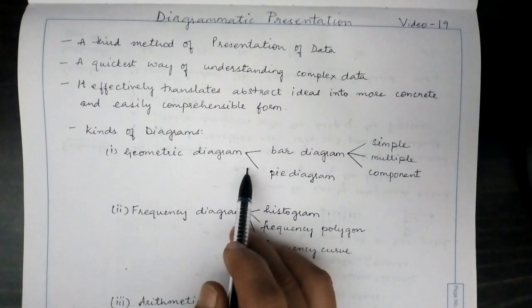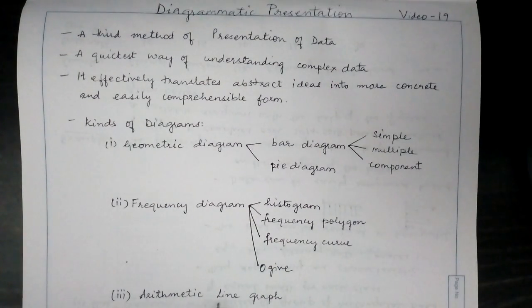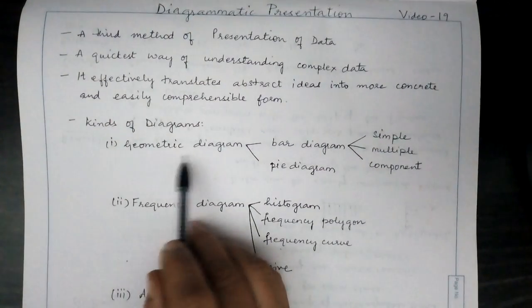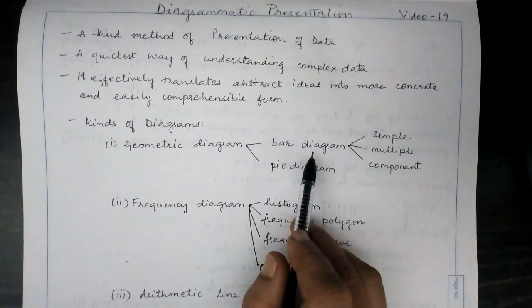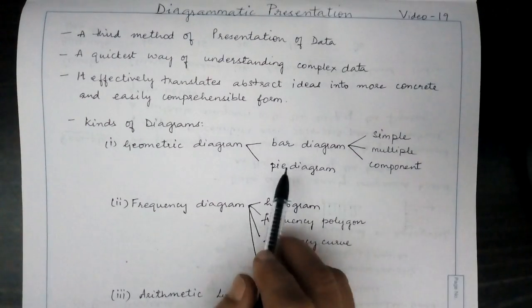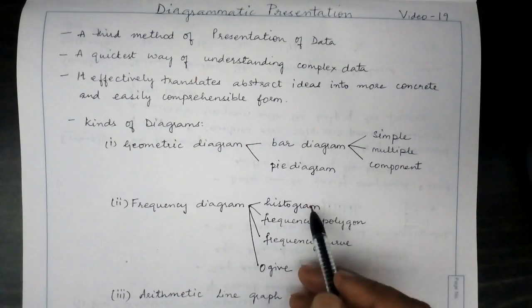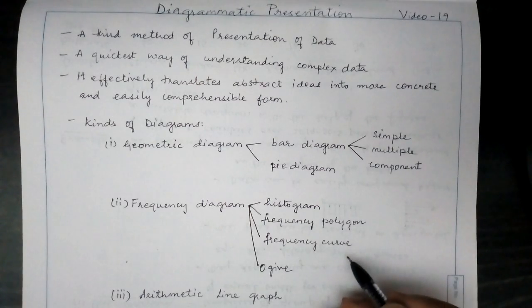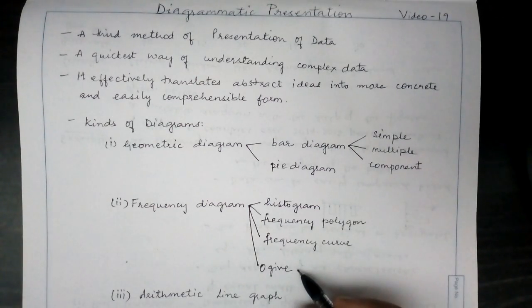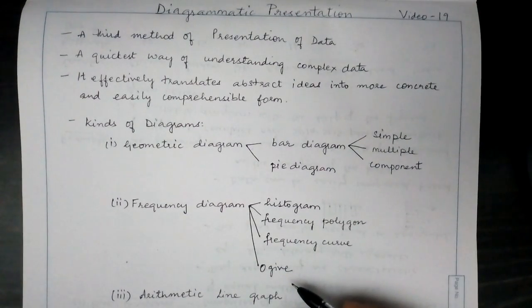The geometric diagram, the frequency diagram, and the arithmetic line graph. The geometric diagrams consist of bar diagrams, which are in turn simple, multiple, and component diagrams, and a pie diagram. Then under the frequency diagrams we have the histogram, frequency polygon, frequency curve, and the ogive. And the last one being the arithmetic line graph. So we are going to discuss one after the other all these presentations of data in the form of different diagrams.